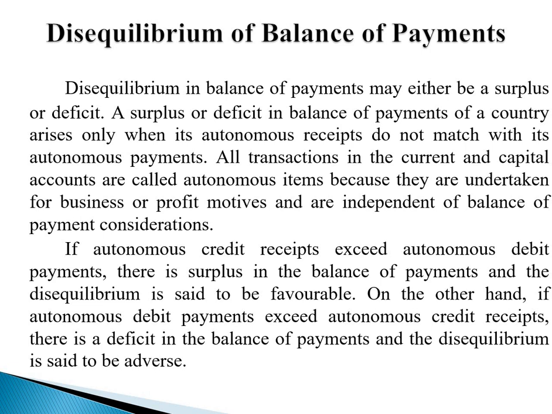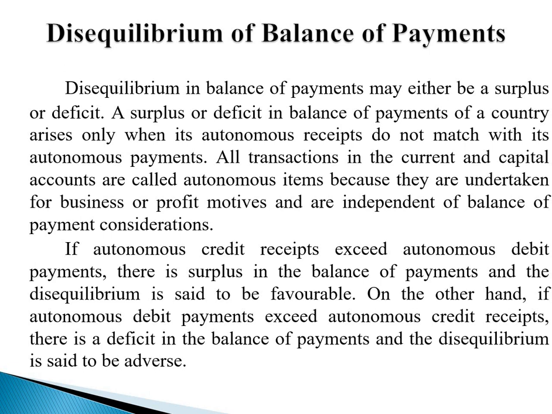Disequilibrium of balance of payments. Disequilibrium in balance of payments may either be a surplus or deficit. A surplus or deficit in balance of payments of a country arises only when its autonomous receipts do not match with its autonomous payments. All transactions in the current and capital accounts are called autonomous items because they are undertaken for business or profit motives and are independent of balance of payment considerations.